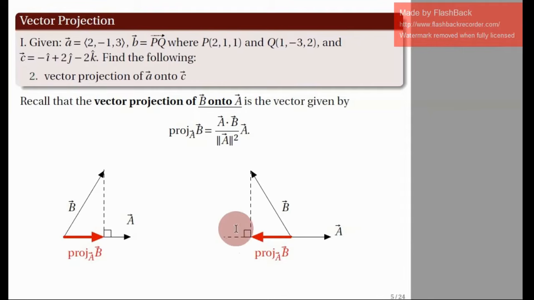So we know what it looks like already. We go back to the formula. One way to remember this is notice in the notation, the subscript is that vector onto which the initial vector falls. At the same time, the vector projection is parallel to that particular vector onto which it falls. So the vector projection should just be a scalar multiple of, in this case, vector A.